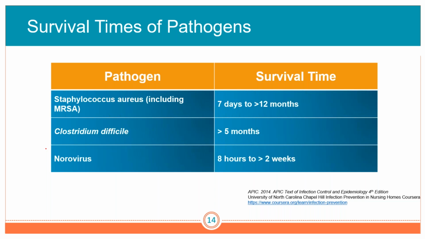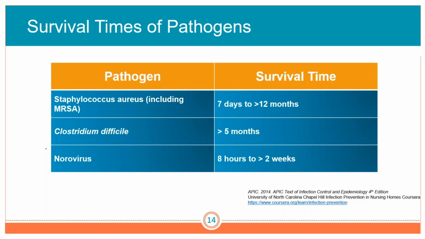So Staph aureus, including MRSA, can live from 7 days to greater than 12 months, C. diff for about 5 months or greater, and then norovirus for 8 hours to 2 weeks. So what this really highlights is that we need to ensure that we're keeping our environments clean, and that we're monitoring how these cleanings are happening, and that we have a good relationship with our EVS employees to understand what their process is and how they go about cleaning.